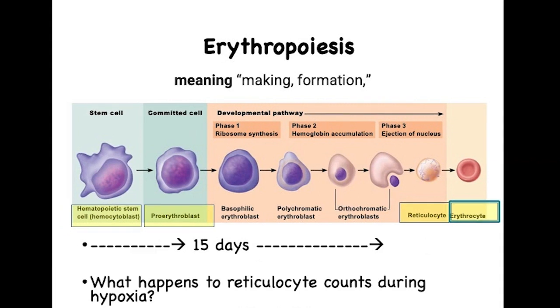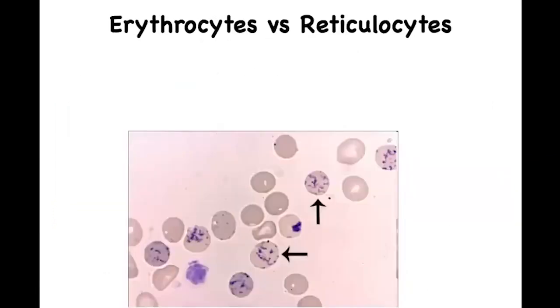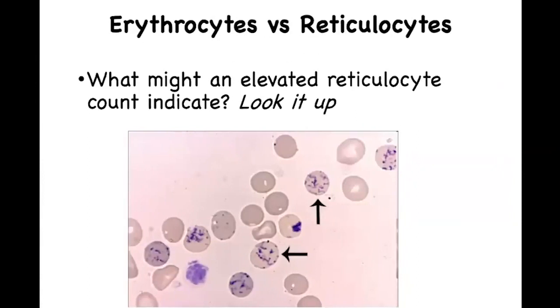So what happens to reticulocyte counts during hypoxia? Will the numbers go up or will they go down? Remember that EPO is released by the kidneys when the kidneys experience hypoxia. This increases the rate of erythropoiesis. So this would increase the rate of reticulocyte production, which would increase the amount that you have in your blood of these reticulocytes. So an elevated count of reticulocytes then would indicate a decreased oxygen carrying capacity of your blood, since it is low oxygen that stimulates the release of the erythropoietin.